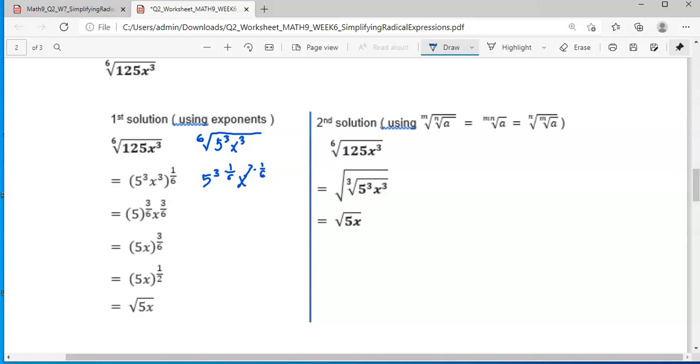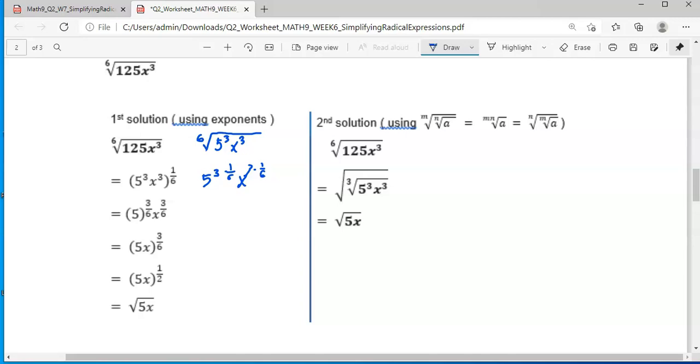Okay, for our second solution, using the m root of the n root of a, so itong 125x cube, pwede nating i-simplify na yan. Muna, gawin nating the cube root of 5 cube x cube.